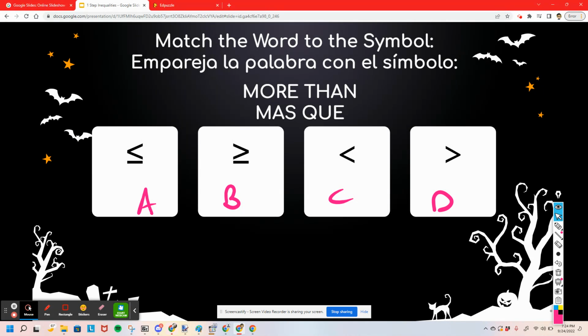Next slide. Which one do you think is more than? It's going to pause. More than is D. The crocodile is faced towards it. The open part is faced towards it. So that is more than.